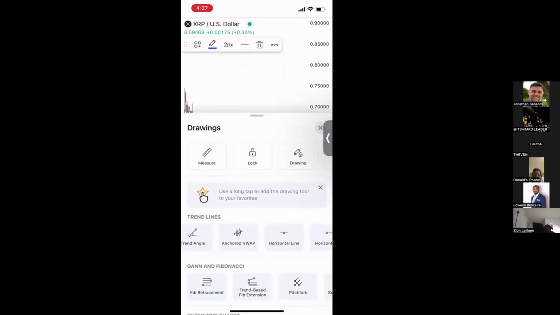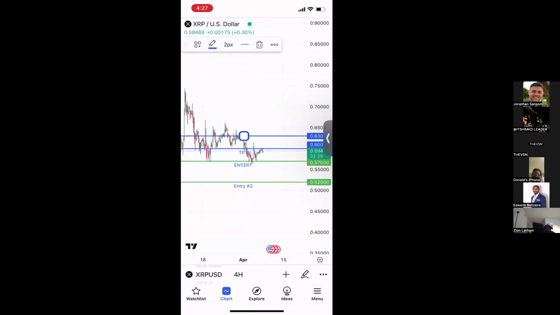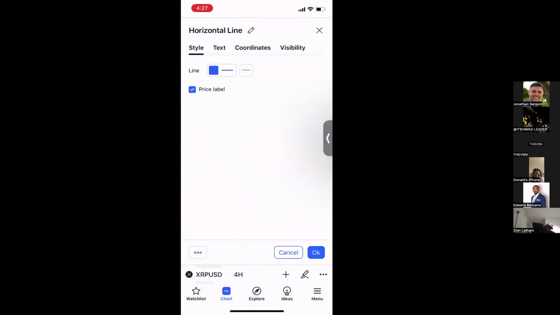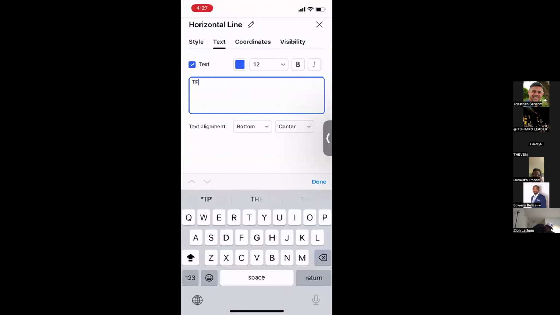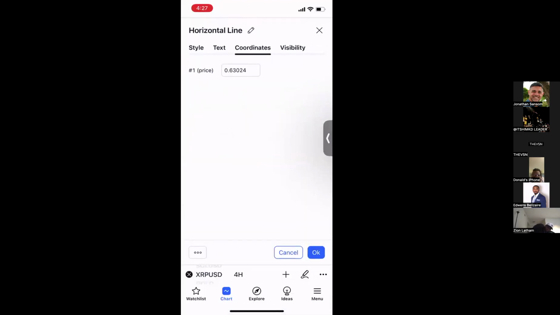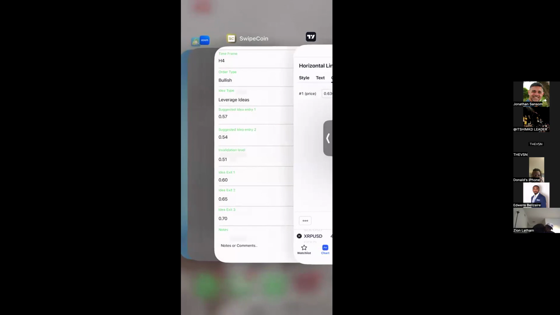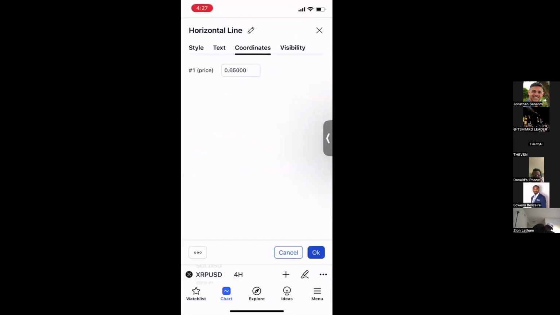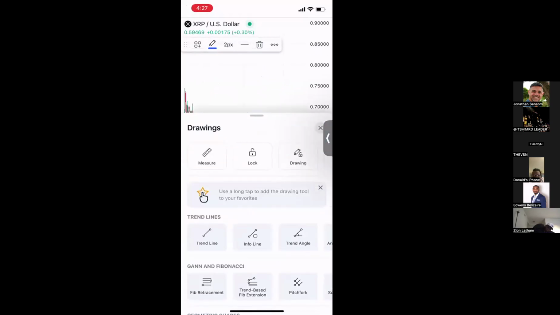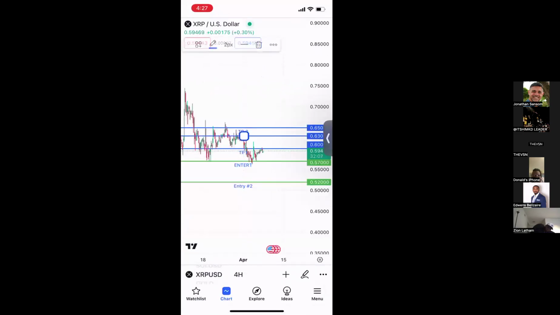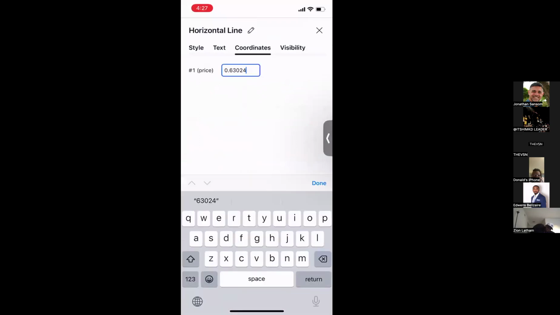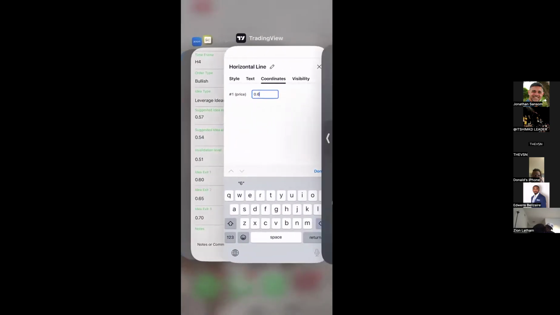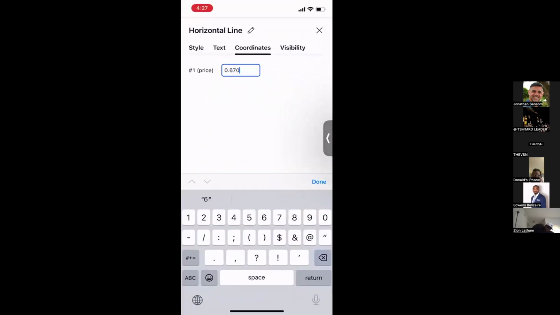I grab the next pencil. I drop it right here. This one is going to be blue. Text is going to be TP2. Coordinates is going to be where? 65. Okay. Boom. I'll dump it right there. Next TP, I dump it anywhere. They're telling me that the next TP is going to be 70 cents. Here we go.